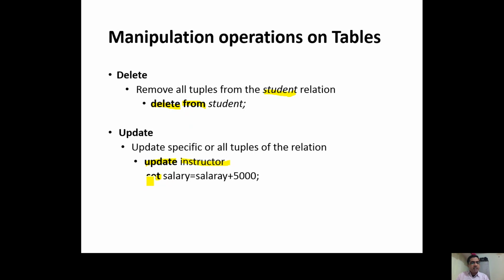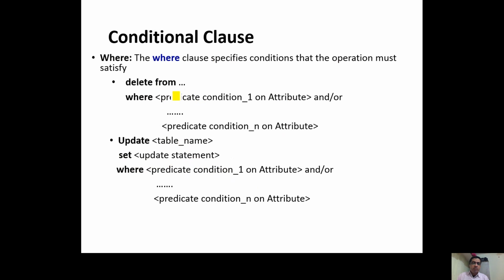So update instructor set salary is equal to salary plus 5,000. Now what this command will do is update the salary of all instructors with the current salary plus 5,000. It will add 5,000 to the current salaries, right? Now if you don't want to perform the operation on all the records present in the table, then we can go with the conditional clause.